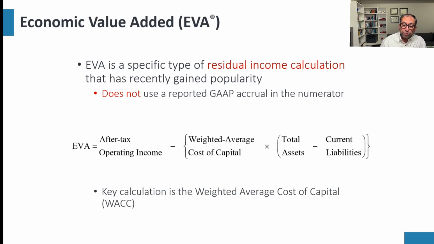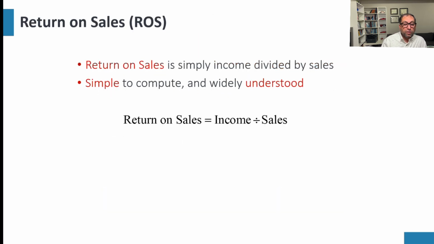This is our required return, or what we want, like for a residual income model, and minus the operating income. So in this way, it's very similar to RI, but we change the order a little bit. The key calculation here is the weighted average cost of capital. And the last one is return on sales, which is net income divided by sales, simple to compute and widely understood. Return on sales shows how much we are selling and out of that, how much we are earning.